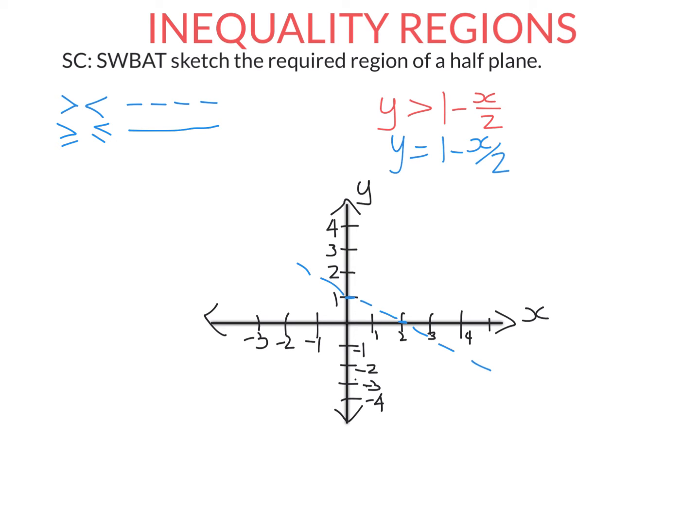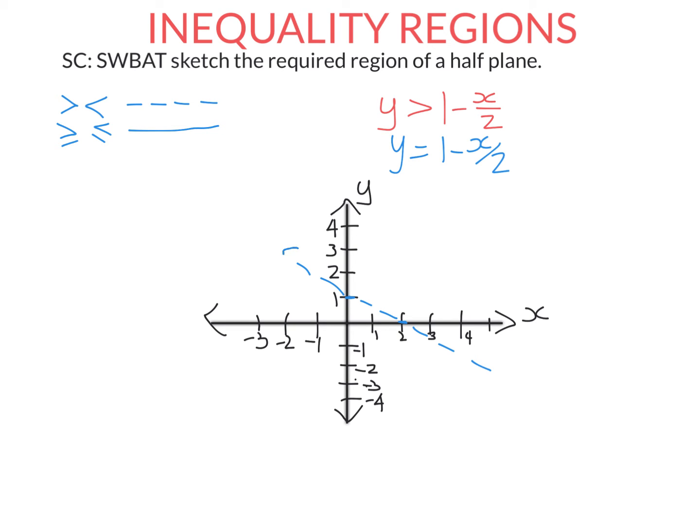So if you're graphing a strict inequality, greater than or less than, as we are here, you need to use a dotted line because these points on the line actually don't satisfy the inequality. So they're not going to be part of our region. But if it is not a strict inequality, greater than or equal to or less than or equal to, you just graph the line as normal.